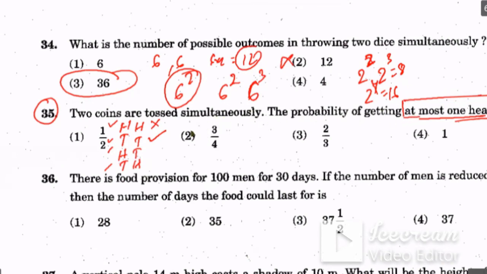So maximum it should be one head. Minimum it should be zero. So here it is zero, so it will be included. Here it is one, it is included. Here it is one, it will be included. So there will be 3 out of 4. So the probability is 3 by 4.